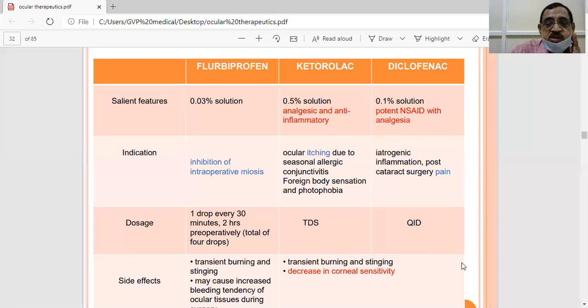The second one is ketorolac, 0.5% solution. It has analgesic and anti-inflammatory action. Indications are ocular itching due to seasonal allergic conjunctivitis, foreign body sensation, and photophobia. It should be given in TDS doses. And diclofenac, 0.1% solution, a potent NSAID with analgesia. We can use it for iatrogenic inflammation and post-cataract surgery pain. The dosage is QID. Both ketorolac and diclofenac cause transient burning and stinging sensation, and they decrease the corneal sensitivity.